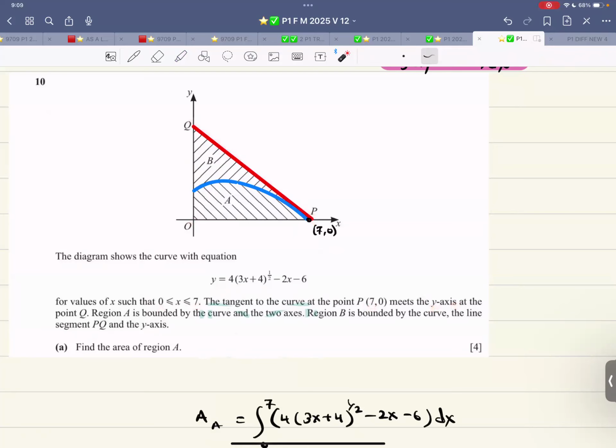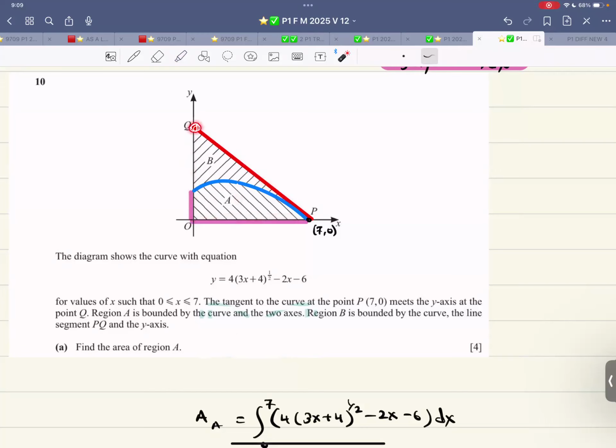It's meeting at Q. The region A is bounded by the curve and the two axes. That is the curve and this axis and this axis. Let me also highlight it. So that is this axis over here, and then there is this axis over here. So A is the area under the curve. That is direct. For B, what do we have to do? We have to find the area of the triangle and subtract this area.